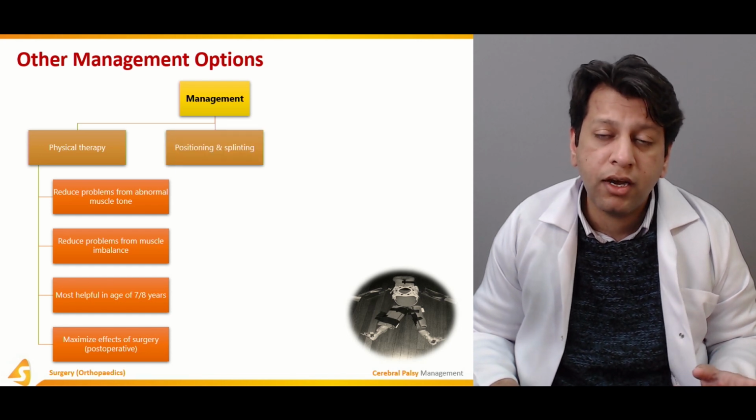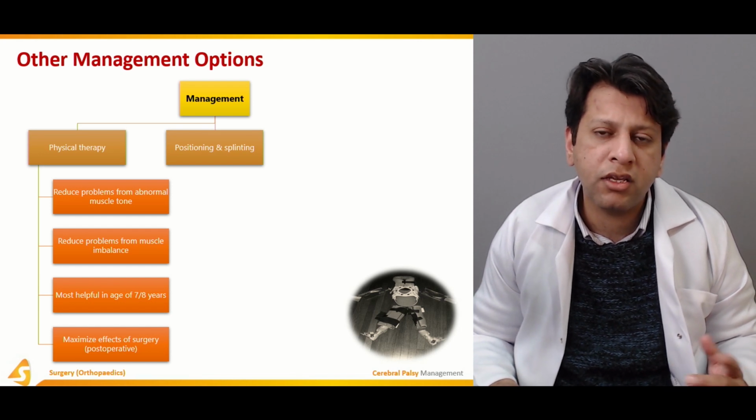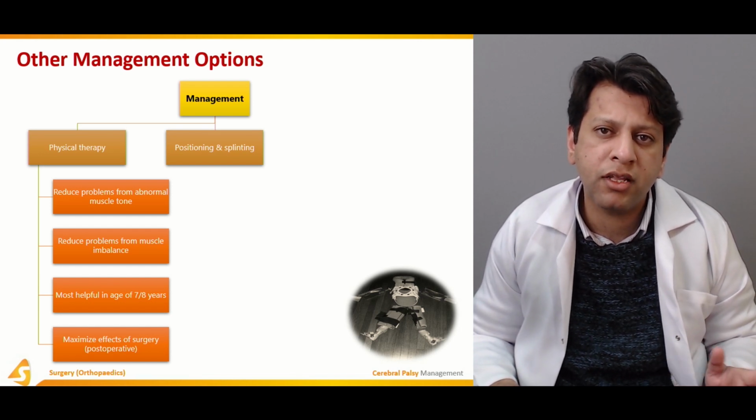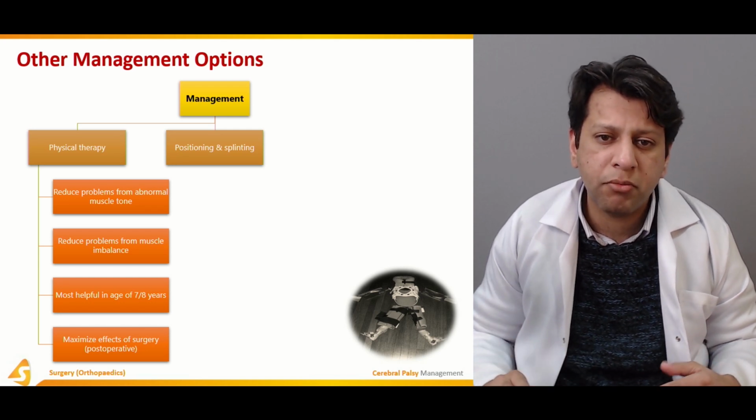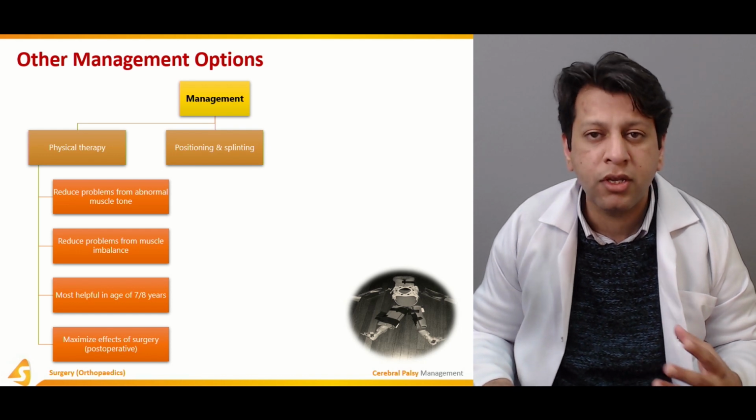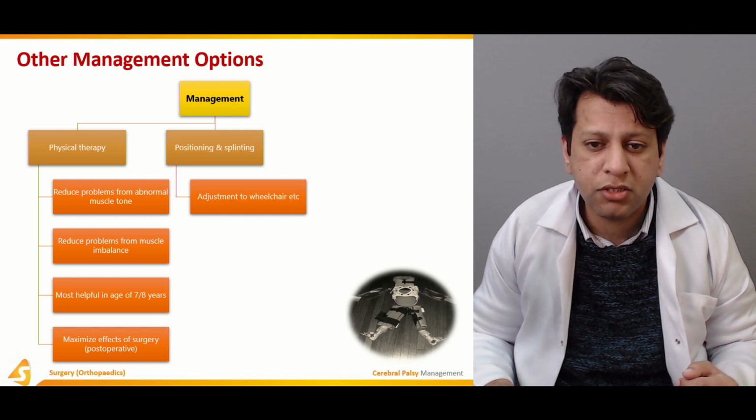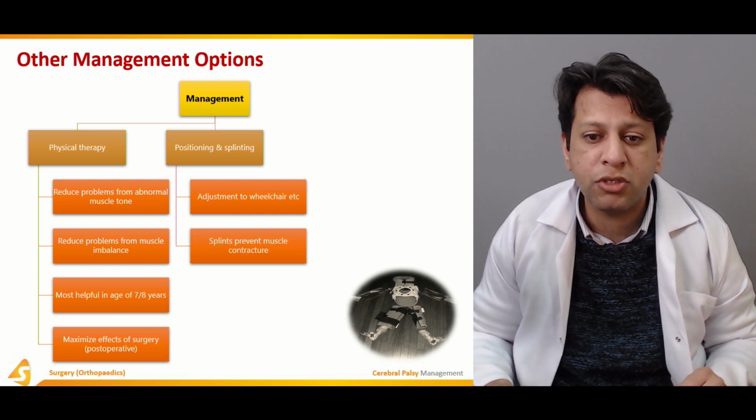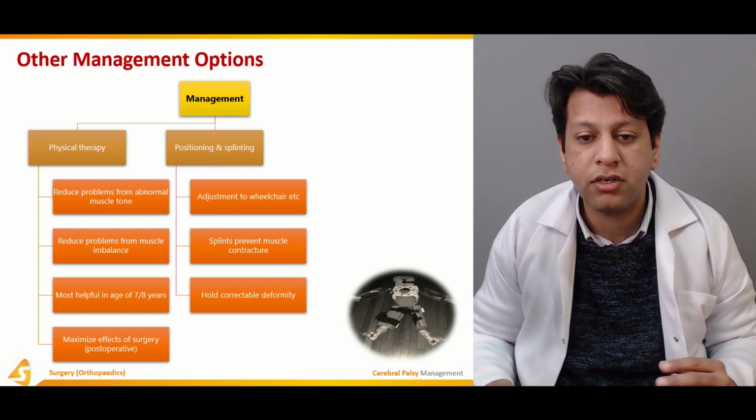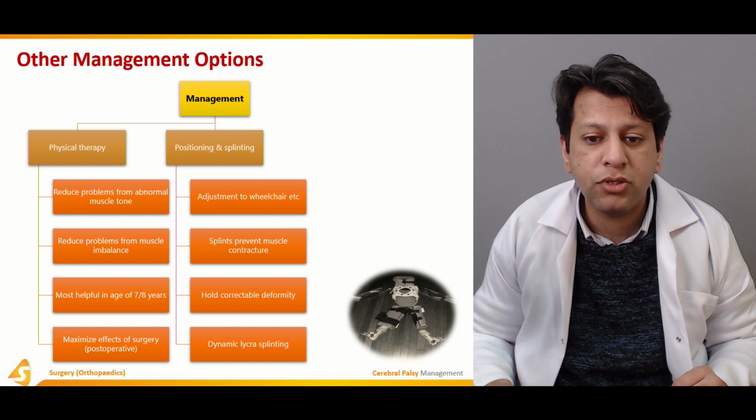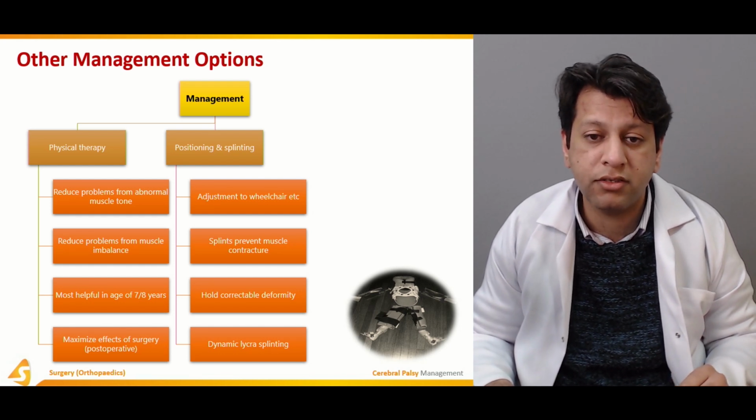Other options are positioning and splintage of the joint. That is like casting, immobilizing for some time, then physiotherapy, then again immobilizing and physiotherapy. Now this can be done, and sometimes it's helpful because the joints are flexible and they can be molded, as with adjustments to wheelchairs, etc. The splints can prevent muscle contracture. They can hold a correctable deformity as well. And usually this is called dynamic Lycra splinting, which can be done for the foot and ankles.